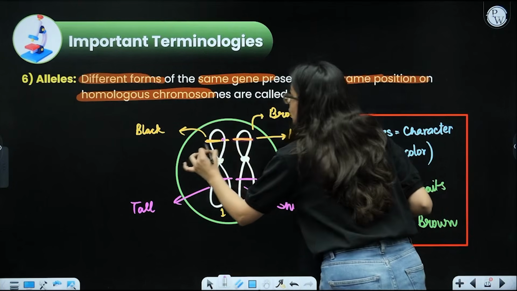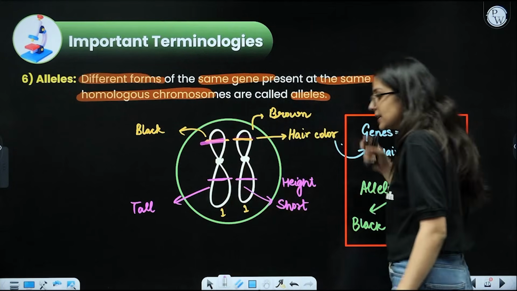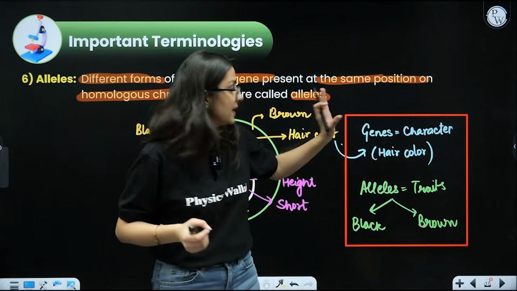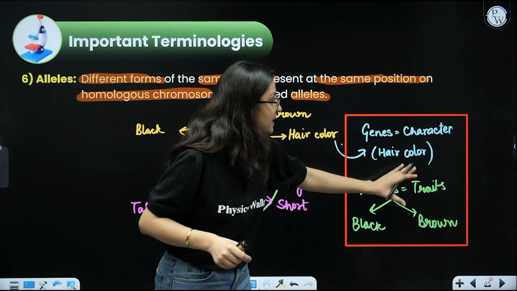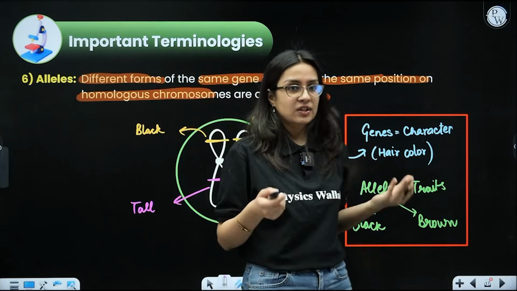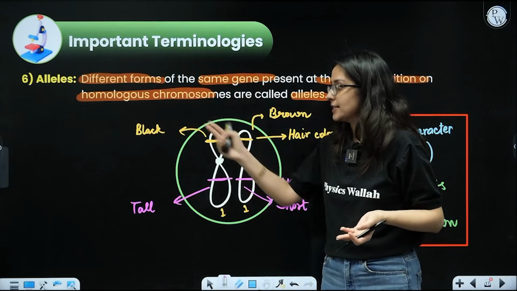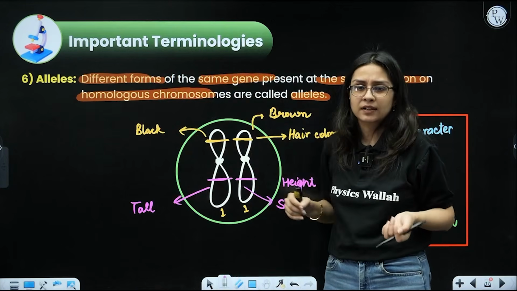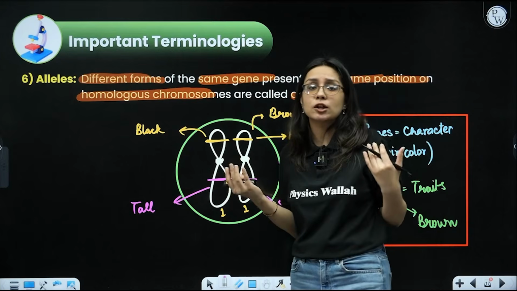That is, one says it could be black, it could be brown. So this is how exactly it is mentioned that characters controlled by genes, traits, that is different forms, are being controlled by alleles. But again, the question comes, ma'am, if there are so many alleles, black hair color, brown hair color, then how will it happen?